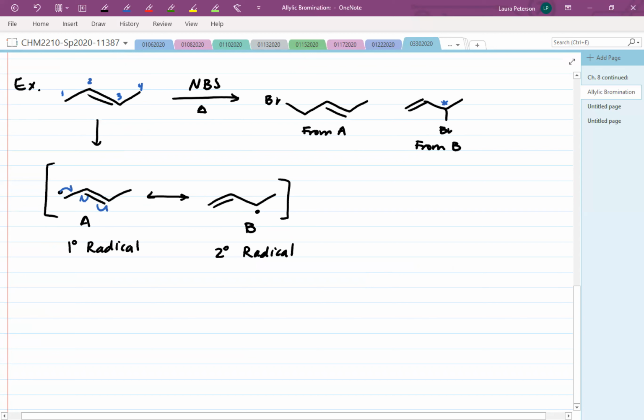What is the substitution pattern of the alkene in A? We would call this a disubstituted alkene, because there are two carbons bound to the alkene carbons. So this is a disubstituted alkene. And then what about B? B is a monosubstituted alkene.